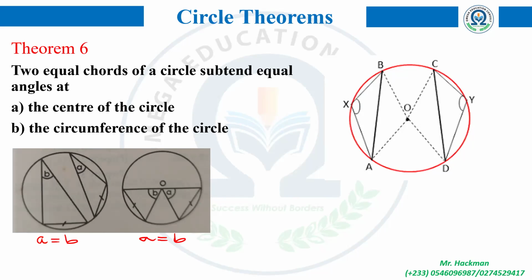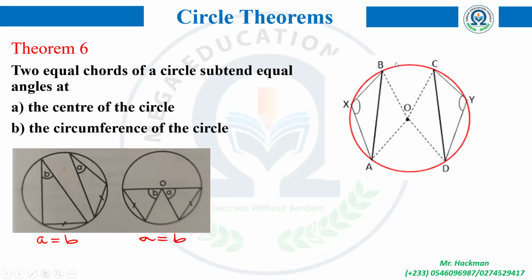Per the theorem. So immediately you see equal chords, check whether the chords that are equal are subtending certain angles at the circumference or at the center. If they are subtending angles at the circumference, the angles will be equal. If they are subtending angles at the center, angles will also be what? Equal. So take note of that.